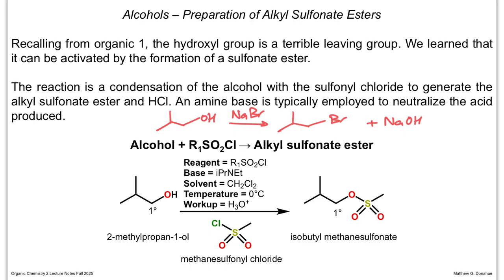So to make these sulfonate esters, we use a reagent called a sulfonyl chloride. So I'm just going to highlight this part of it, sulfonyl chloride. Then in blue, the blue is whatever other group is attached to it. It can be a couple different things, but the main part of that functional group is the SO2Cl.